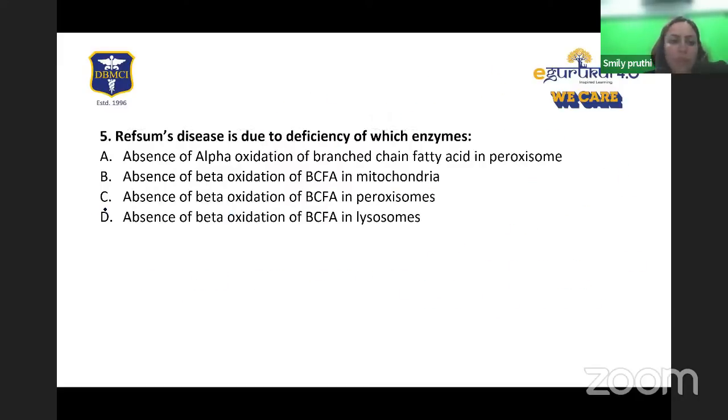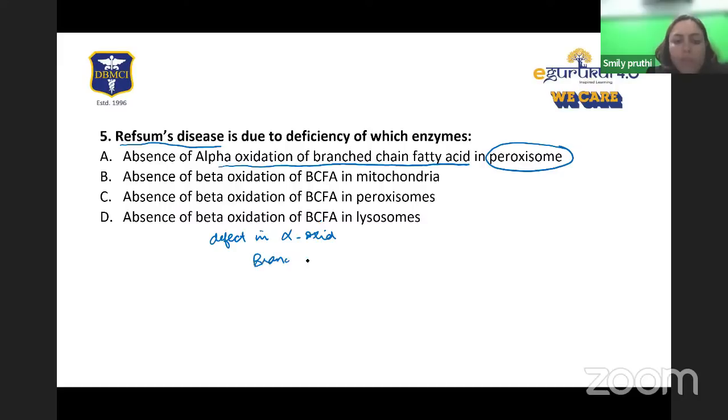Then next, Refsum's disease. Refsum's disease is due to deficiency of which enzyme? It is absence of alpha oxidation of branch chain fatty acid in the peroxisomes. Okay, in the peroxisomes, alpha oxidation occurs. So Refsum's disease is defect in alpha oxidation. Alpha oxidation is for branch chain fatty acid, example phytanic acid.